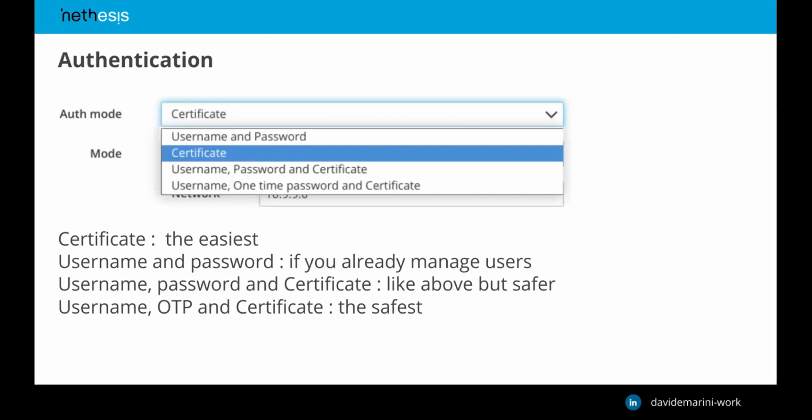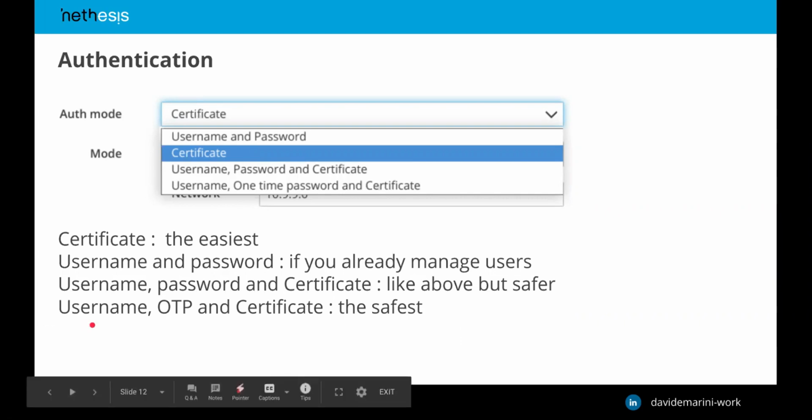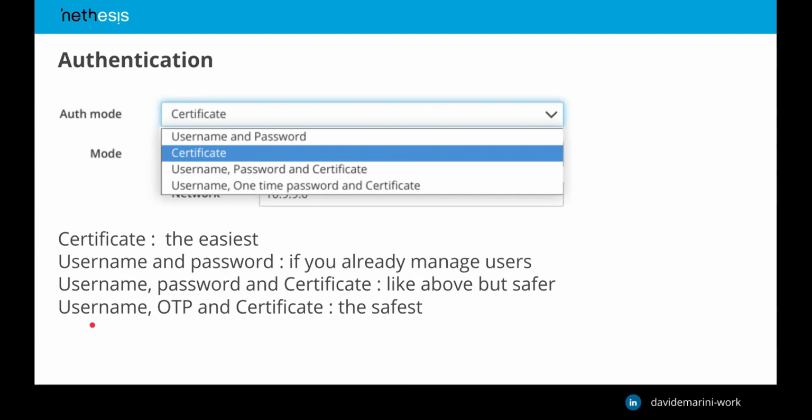And the last one is username, OTP, and certificate, which is the safest. This is quite similar to username, password, and certificate, but you need to input a random number instead of your password. It requires a specific app on your smartphone or tablet, which generates a new numeric PIN to be used only once.